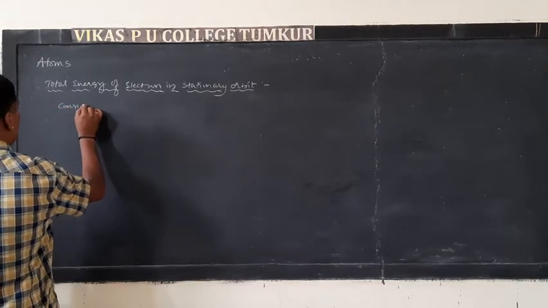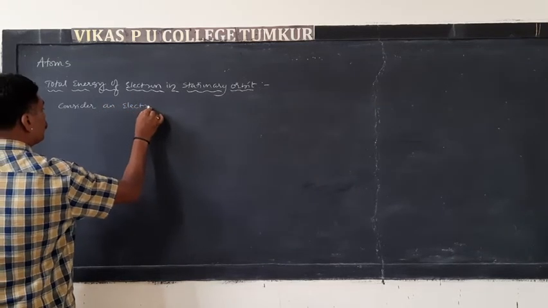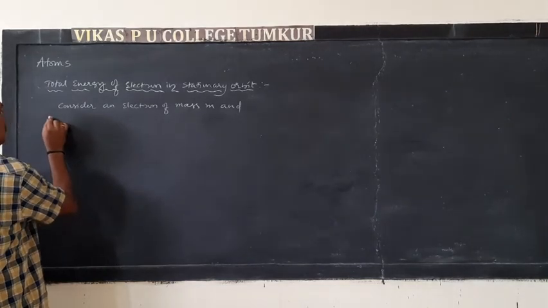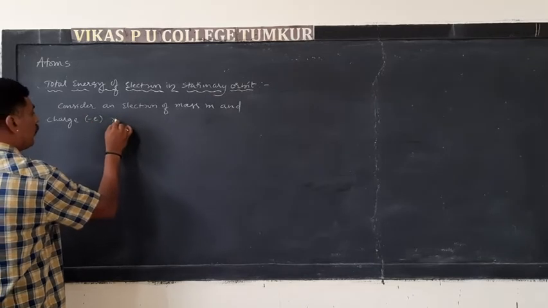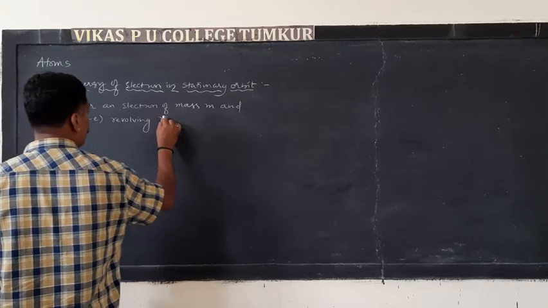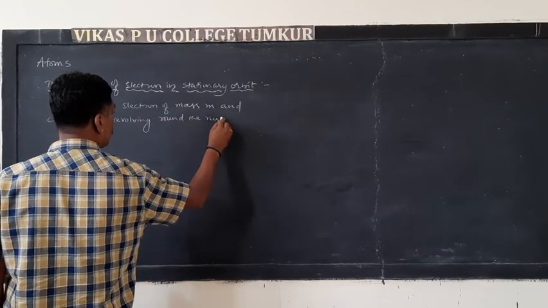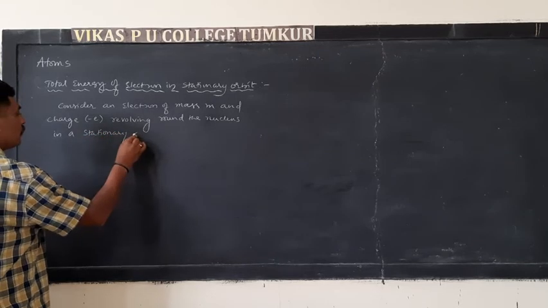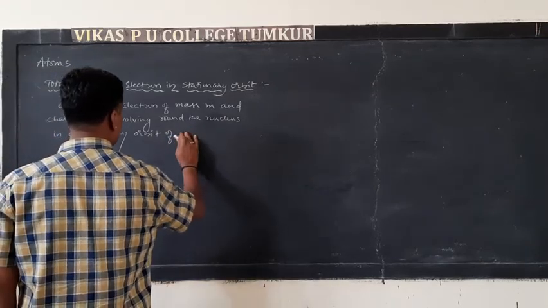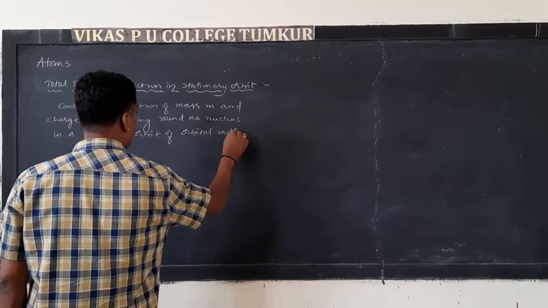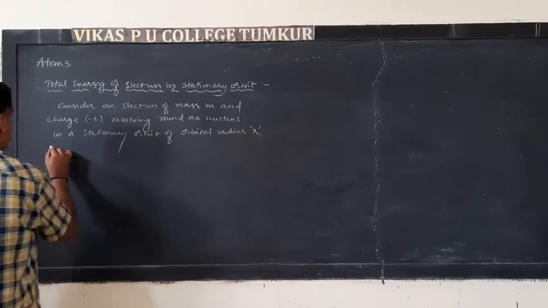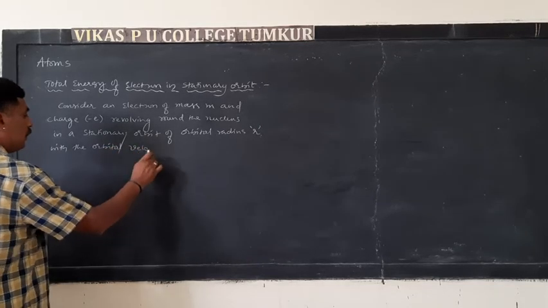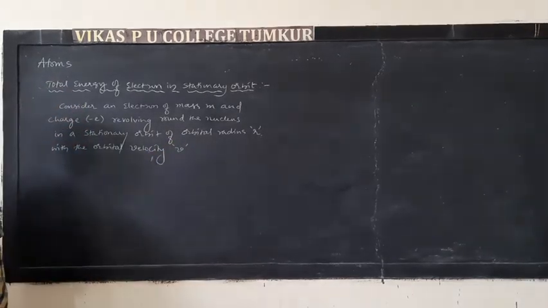So you will consider an electron of mass m and charge minus e revolving around the nucleus in a stationary orbit of orbital radius r, with the orbital velocity v. v is the orbital velocity.